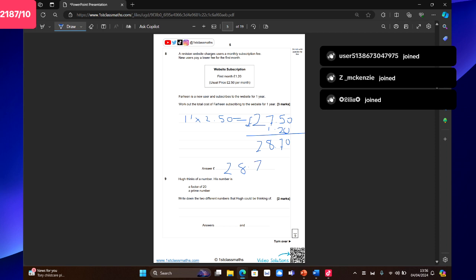Okay. Question number 9. So Hugh thinks of a number. His number is a factor of 20 and a prime number. Write down the two numbers that Hugh could be thinking of. So a factor of 20, that'll be 1 and 20, 2 and 10, 4 and 5. Okay, so from here, which number is prime? Okay, so remember, what is a prime number?